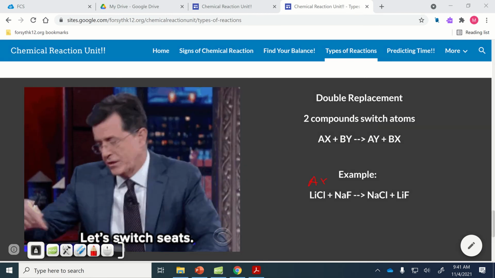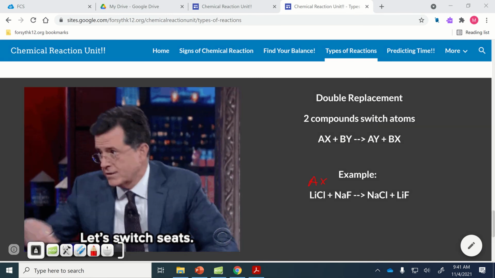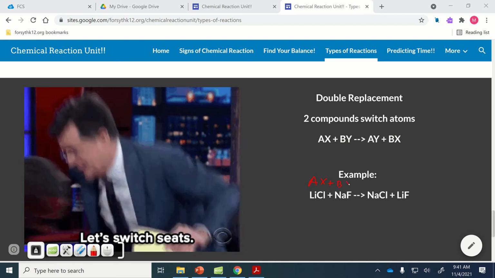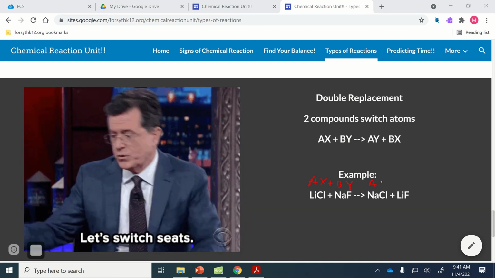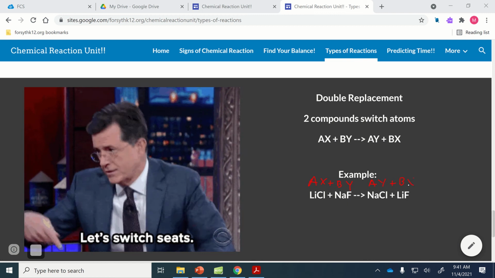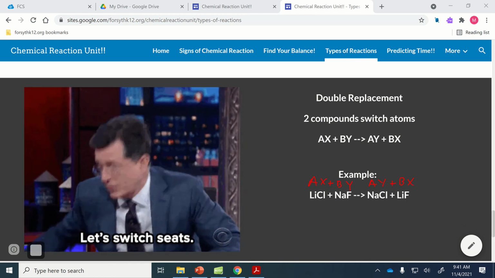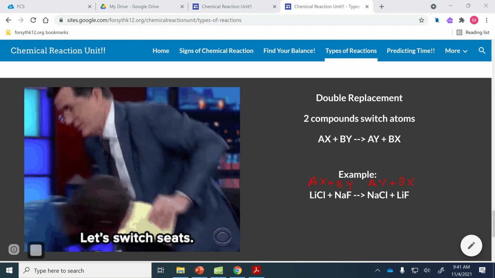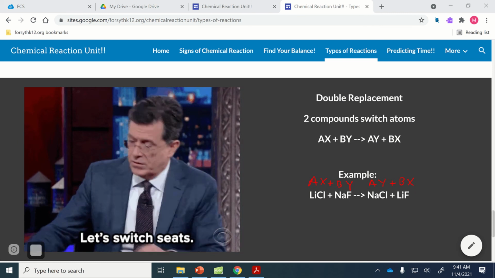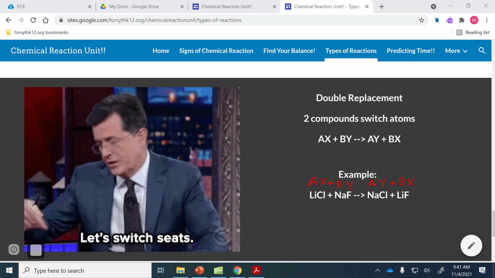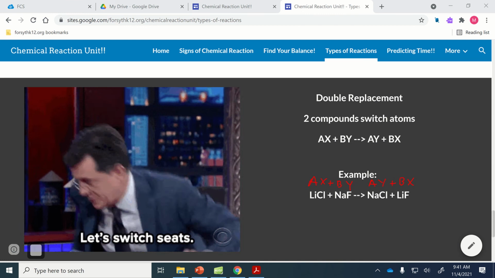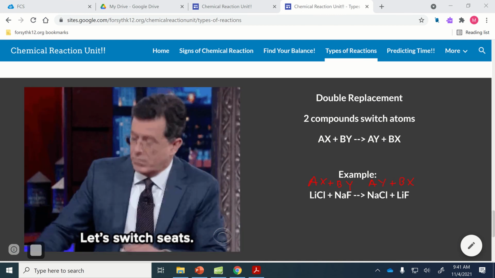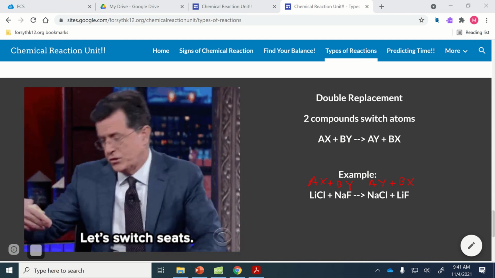We got AX, so Li is A, Cl is X, plus BY, Na is B, F is Y, and so it's going to form AY plus BX. All right, AY plus BX. Right now, again, I'm just having you be able to look at it and go, that's a double replacement reaction. And hopefully already, these are the four that can possibly be confused with each other. We have one more, but it really stands alone.